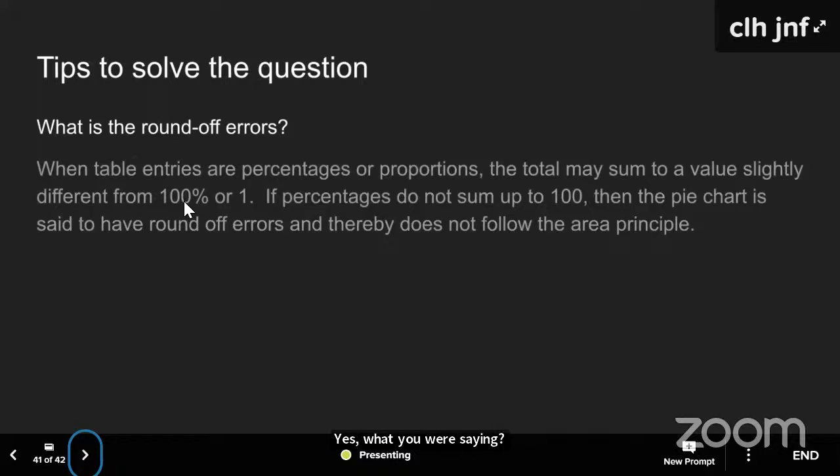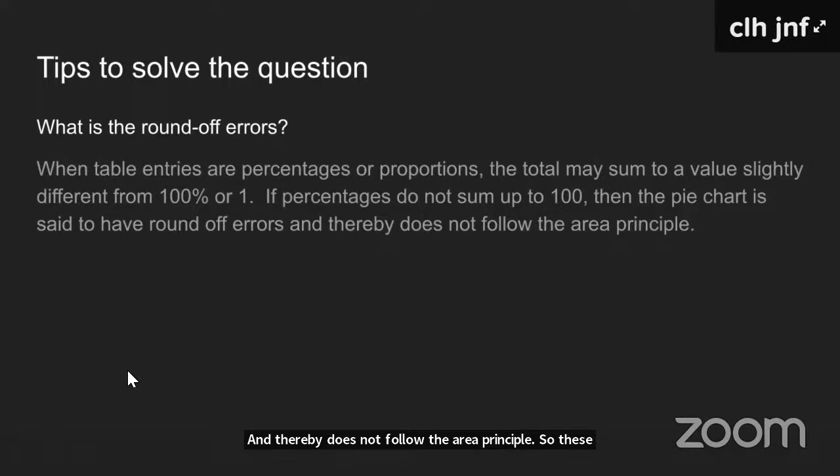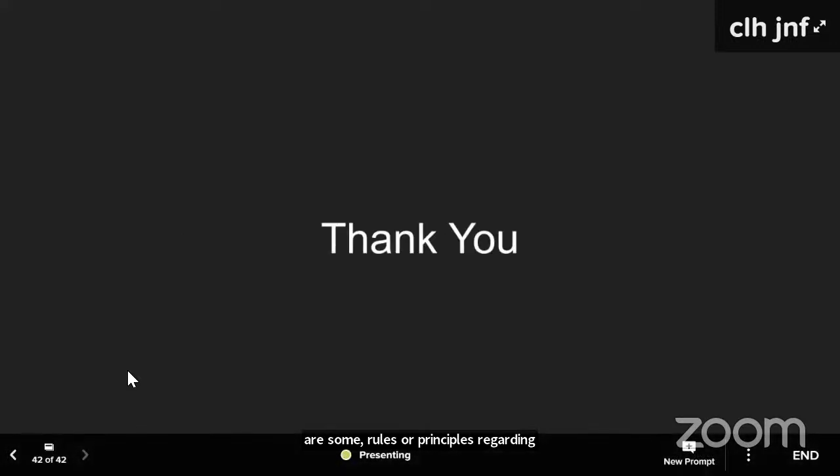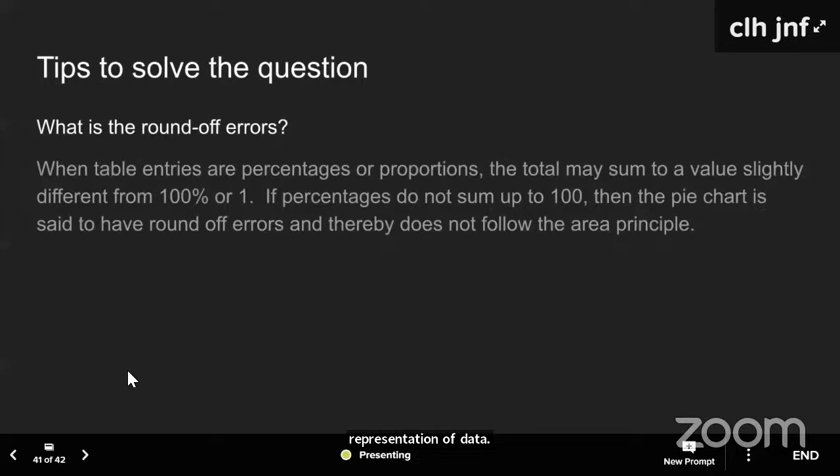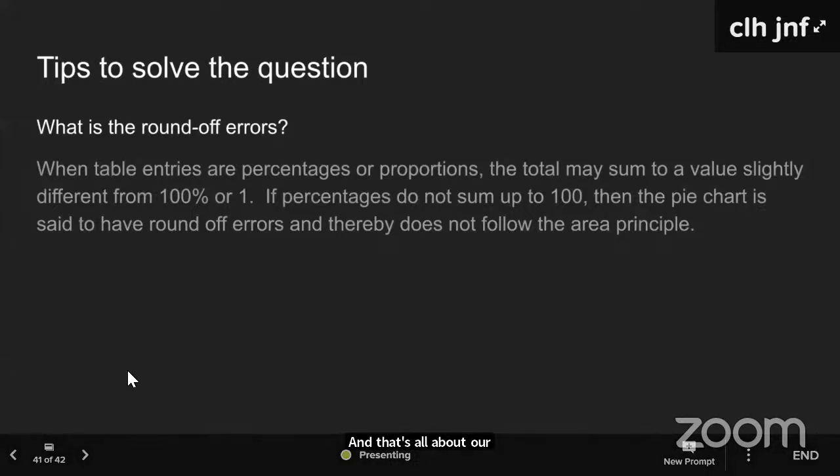Okay, and round-off errors. So when table entries are in percentage or proportion, the total may sum to a value slightly different from 100% or 1. That is what round-off error is. If percentages do not sum up to 100, then the pie chart is said to have a round-off error and thereby does not follow the area principle. So these were some rules or principles regarding the representation of data, and that's all about our session today. So thank you.